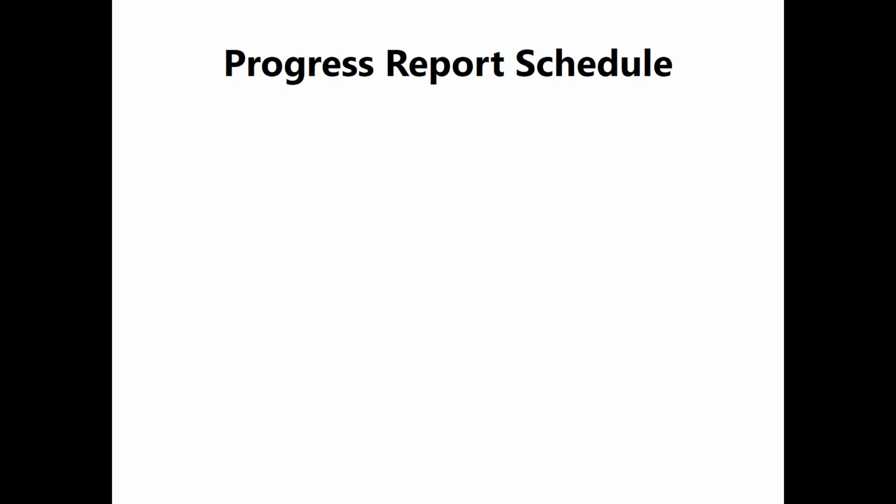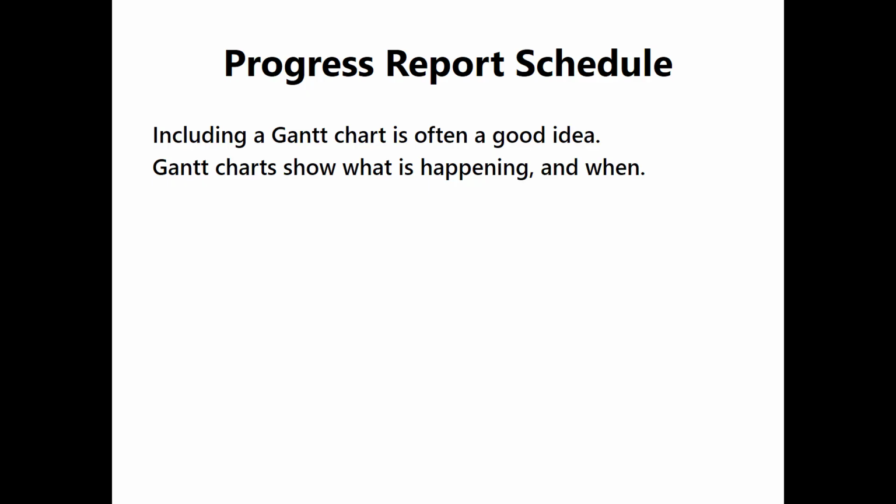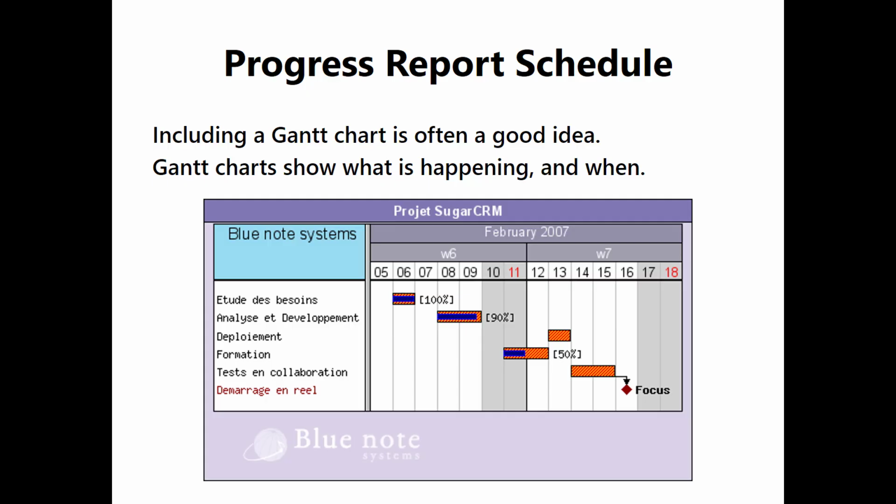When you're talking the schedule, it's a good idea to include a Gantt chart. A Gantt chart is a visual representation of what is happening in a project and when it's happening. We've talked about these things before, but I'll lead you through one just as a reminder. On the left, we've got the various stages of the project. Here are the various tasks. Across the top, we've got a timeline. Then, we've got a whole bunch of bars that show what is happening and when it is supposed to finish.